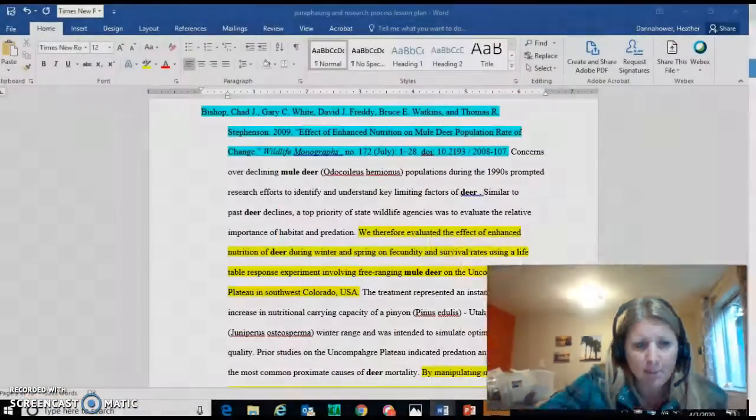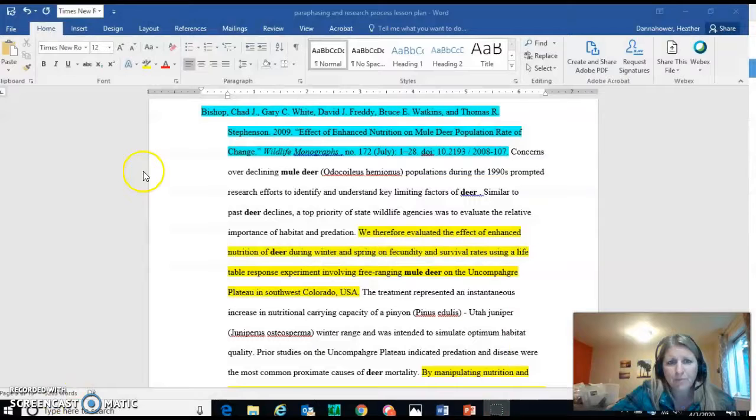Rule number two then is, how do you paraphrase information? So I want to go to some original text here and see if I can pull this up. Make myself small. There we go. This is an article from Chad Bishop, who works for Parks and Wildlife, written in 2009. You can see there's a whole lot of authors here. In blue, I have highlighted the title of the paper and who it is. This is the citation: effect of enhanced nutrition on mule deer population rate of change.